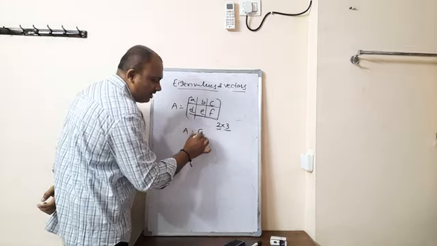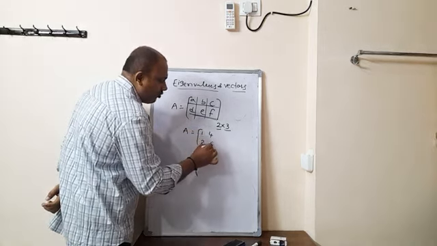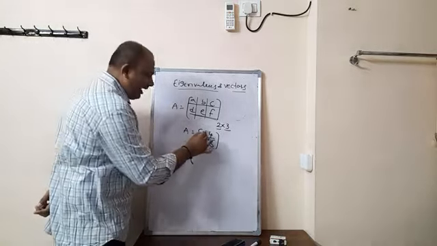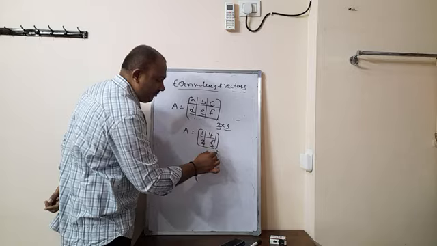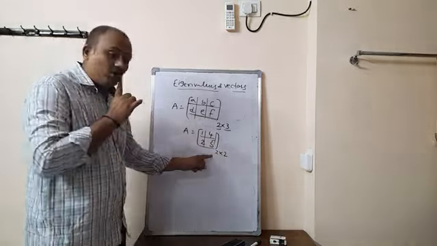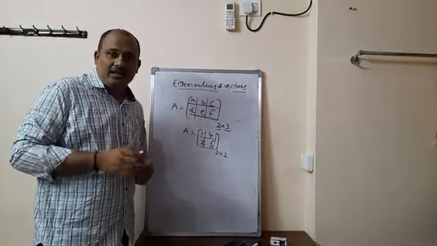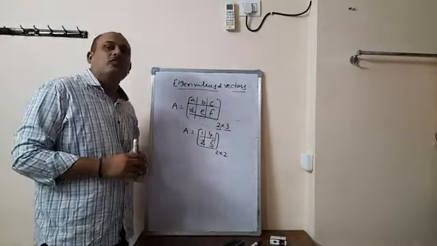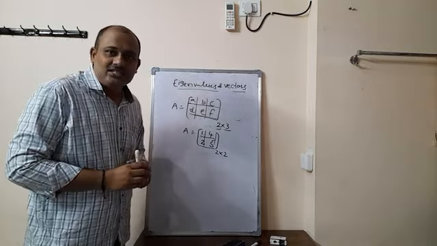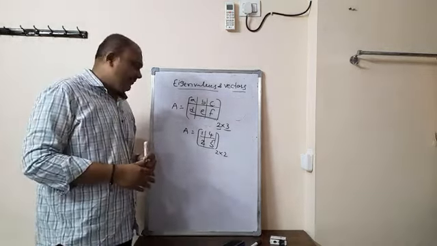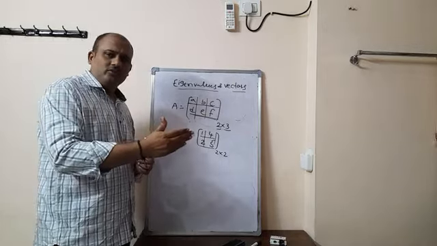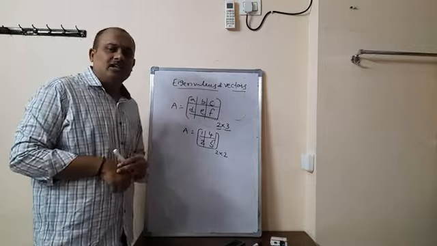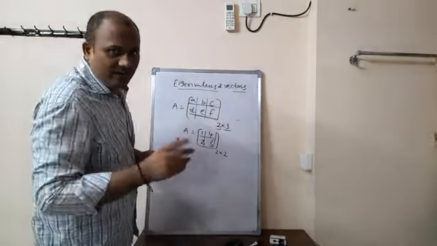We take as an example 1, 4, 2, 5. It consists of how many rows? 2 rows. And how many columns? 2 columns. The order is 2 by 2. The number of rows is equal to the number of columns, so that matrix is called a square matrix. 2 by 2 means 2 rows and 2 columns, 3 by 3 means 3 rows and 3 columns, whatever it may be. Those are examples of square matrices.